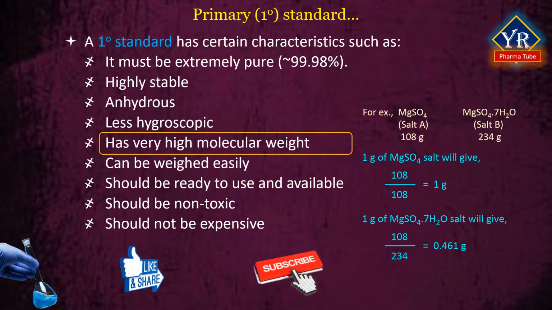Therefore, if you by mistake make a standard out of salt B, you will actually be taking 0.461 grams of MgSO4 and calculating it as 1 gram. So, with this faulty standard, estimation of MgSO4 in another unknown solution will give a lower result than the actual concentration. Therefore, it is important that primary standards must be anhydrous and of high molecular weight.